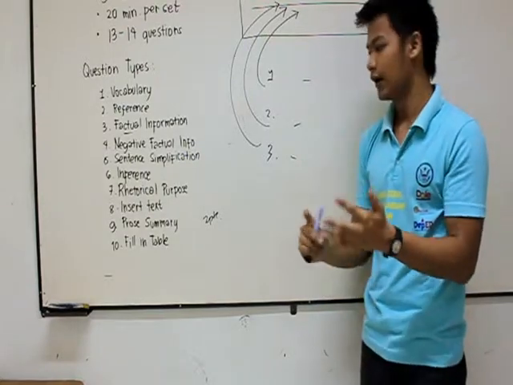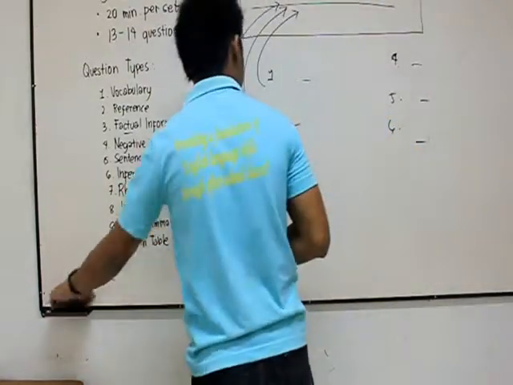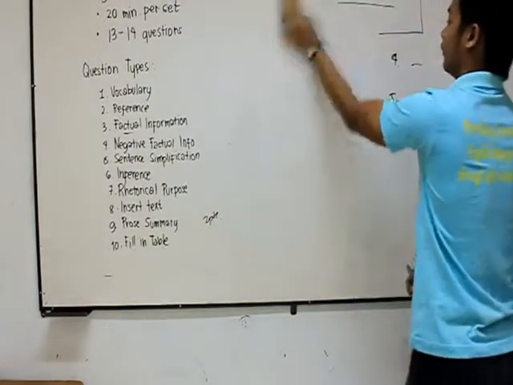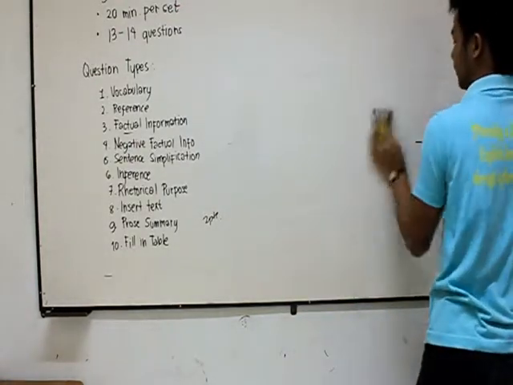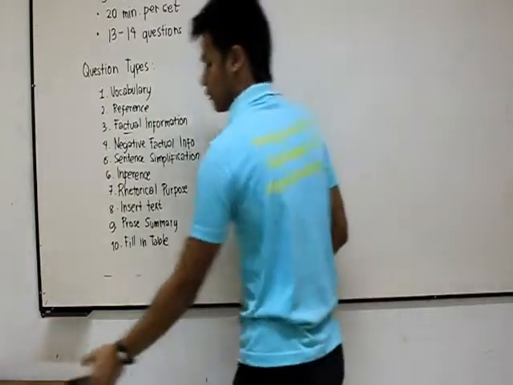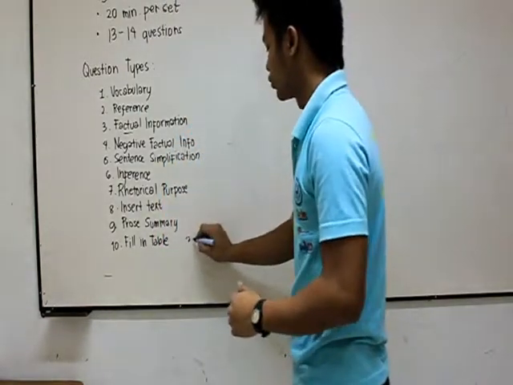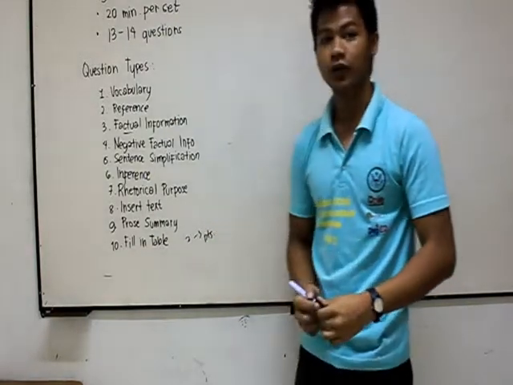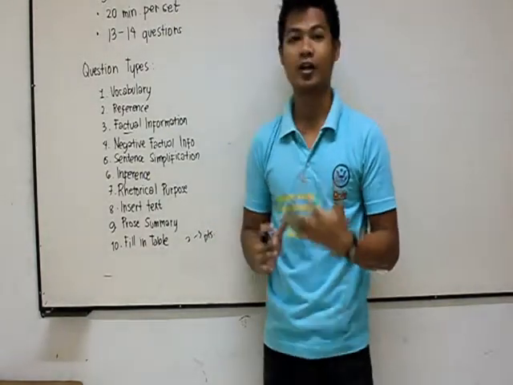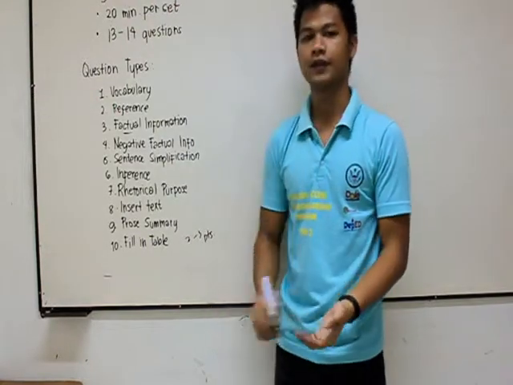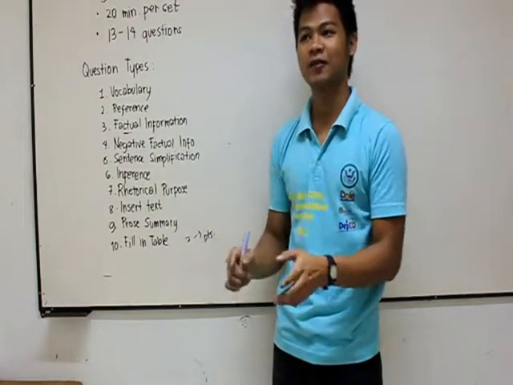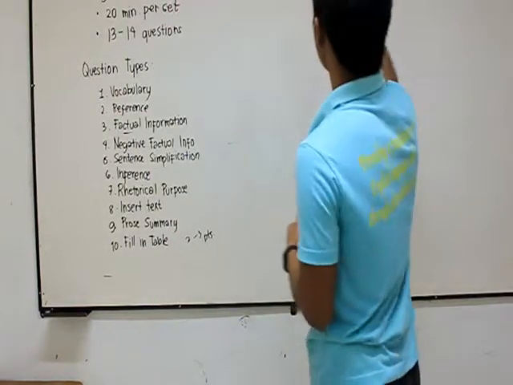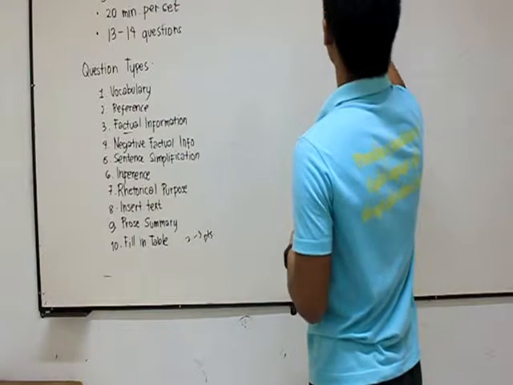Okay, now we go to the last one, fill-in table. Now, fill-in table rarely appears in reading passage. But fill-in table will give you 2 to 3 points. Fill-in table would take a lot of time. Now, what will you do in fill-in table? You need to fill in necessary information in a table. One type is cause and effect.